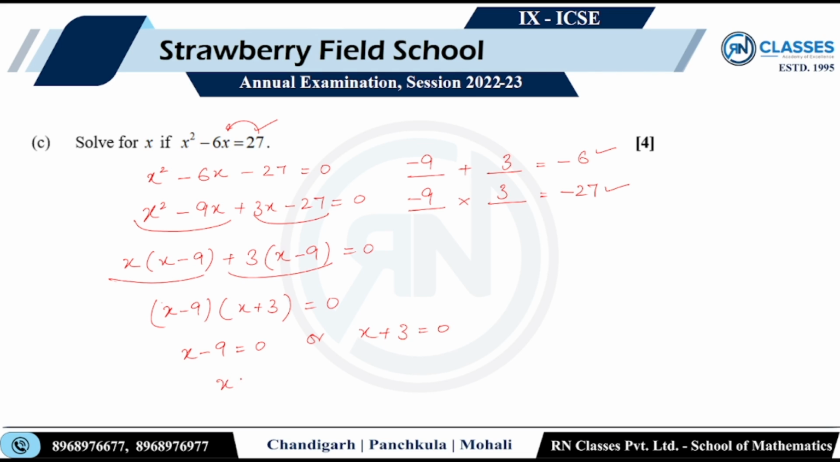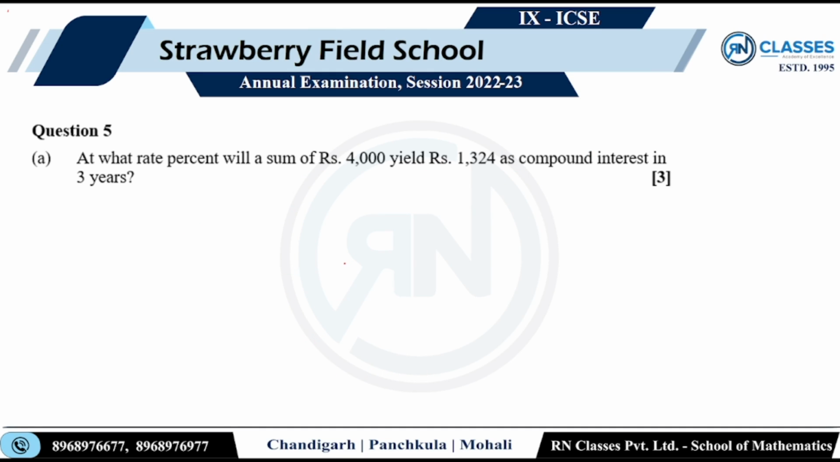So either x is 9 or x is 3. Yeah, that completes your question. Next one, guys. Question number 5. At what percent will the sum 4000 yield 1324 as compound interest in 3 years?